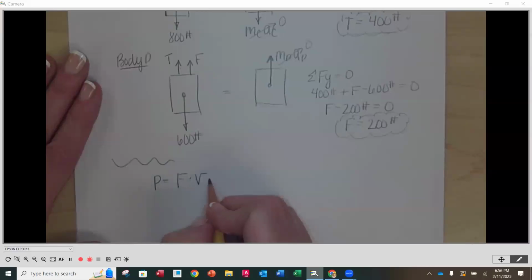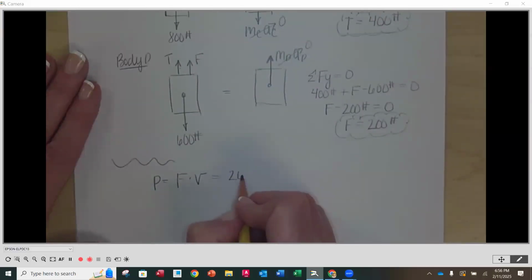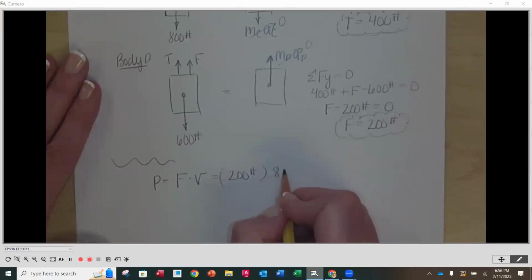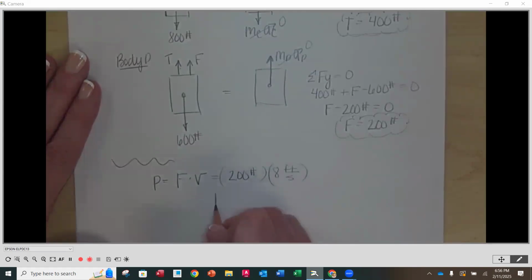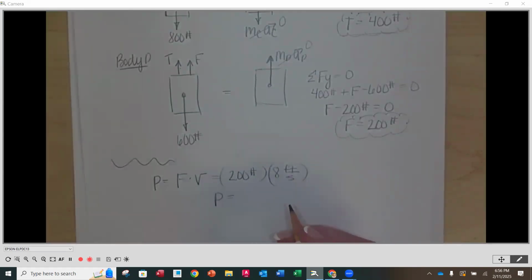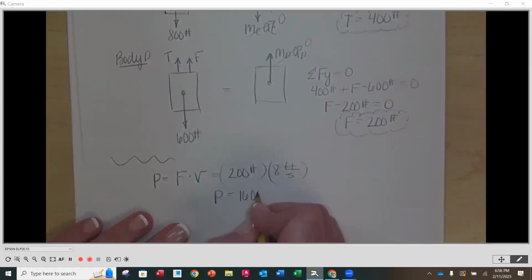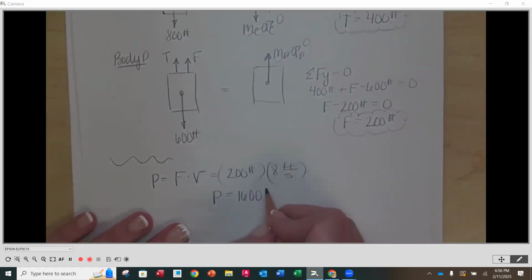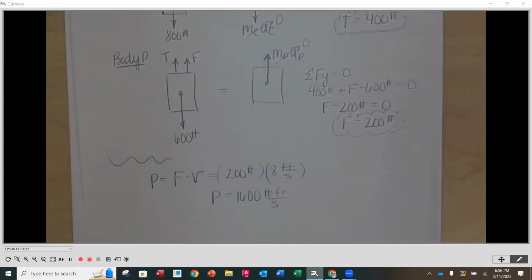Scooch that down. So now we know that F is 200 times a velocity of 8 feet per second. So my power is going to be equal to 1,600. Now this is going to be pounds, feet per second, okay? Those aren't standard English units for horsepower. So we need to do our converting of our horsepower.